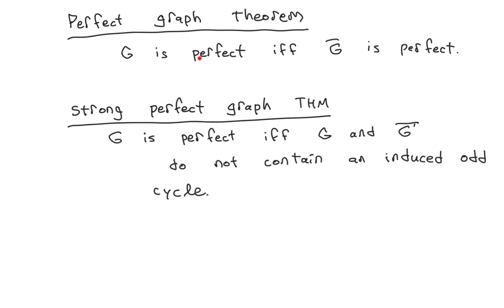It says that a graph is perfect if and only if its complement is perfect. This was a conjecture a long time ago, which is why it has the name perfect graph theorem. However, there's an even stronger version of the theorem called the strong perfect graph theorem that says a graph is perfect if and only if the graph and its complement do not contain an induced odd cycle. I forgot to put of length greater than 5.